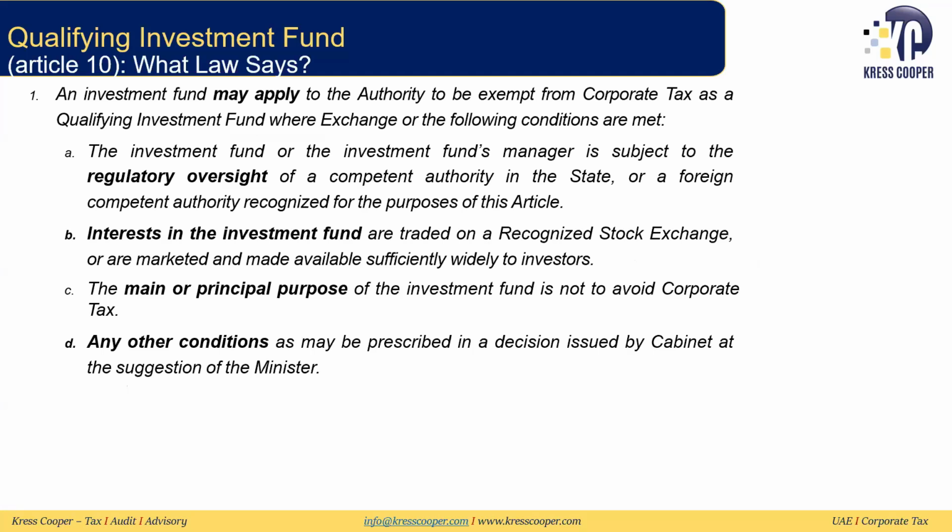An investment fund may apply to the authority to be exempt from corporate tax if they are meeting the following conditions. What are the conditions? The investment fund or the investment fund manager is subject to regulatory oversight of a competent authority in the state or a foreign competent authority recognized for the purpose of this article. The second condition is that interests in the investment fund are traded on a recognized stock exchange or are marketed and made available sufficiently widely to investors. The main or principal purpose of the investment fund is not to avoid the corporate tax, and there might be any other condition later on from the cabinet decision.